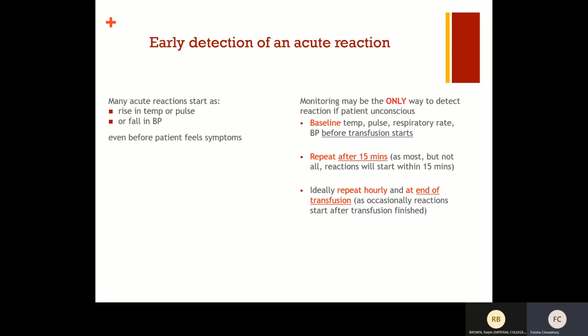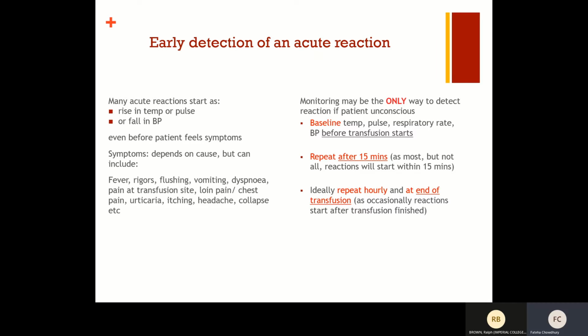And it may be that the patient has a rise in temperature or pulse or a fall in BP even before they start feeling symptomatic. The symptoms depend very much on the cause, but can include fevers, rigors, flushing, vomiting, shortness of breath, pain at the transfusion site, loin pain, chest pain, and collapse are sinister signs. They can get itching or urticaria and also headaches.